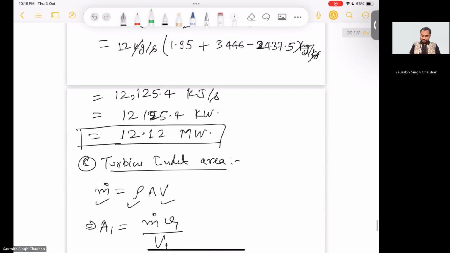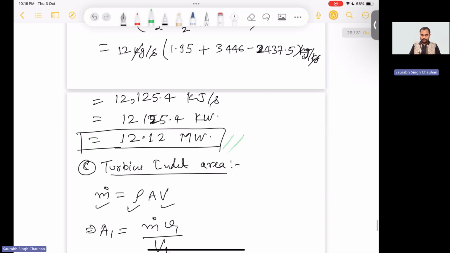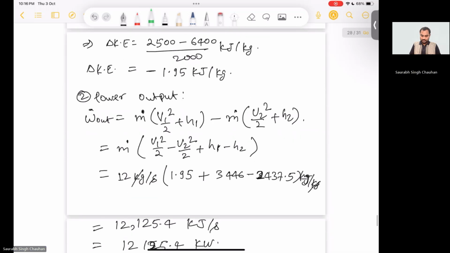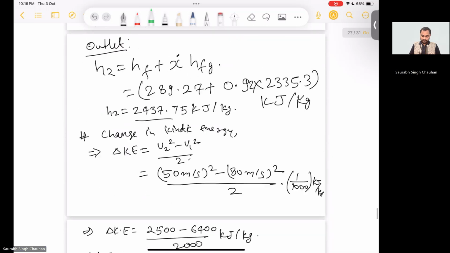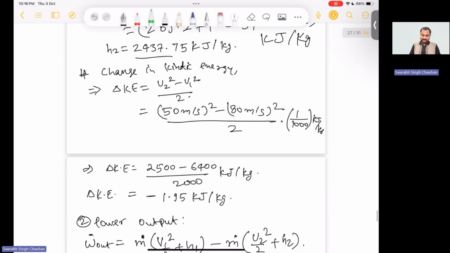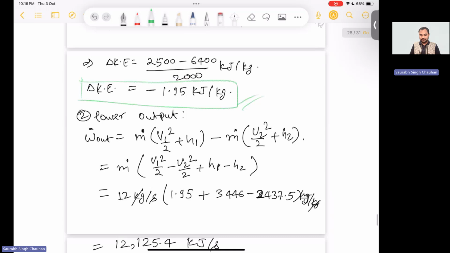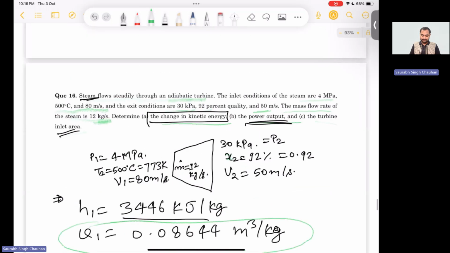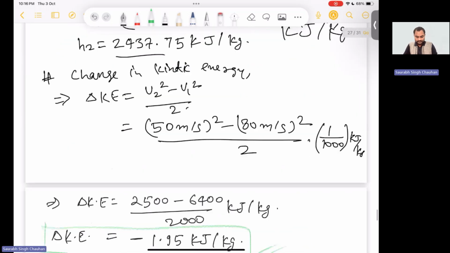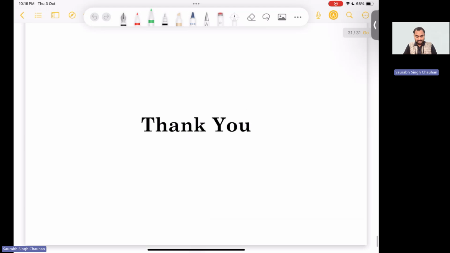Okay, power production we have to find power output, and change in kinetic energy was very simple. So this is what we have to find in this question. Okay, so this was the last question.